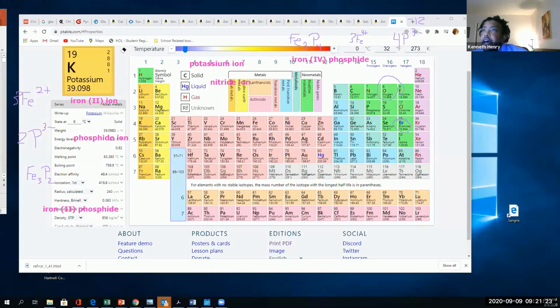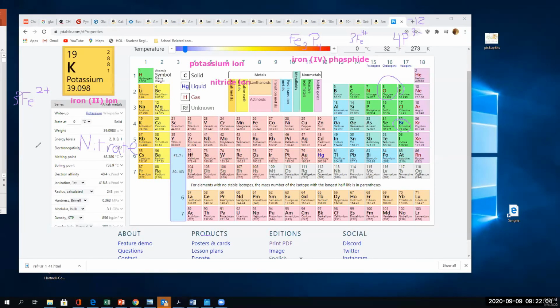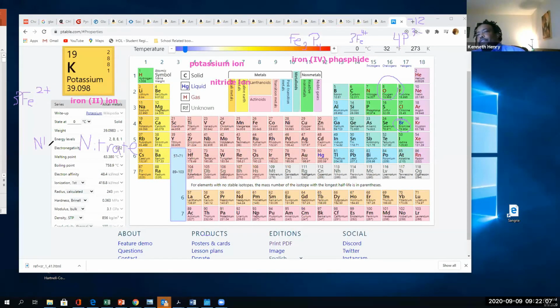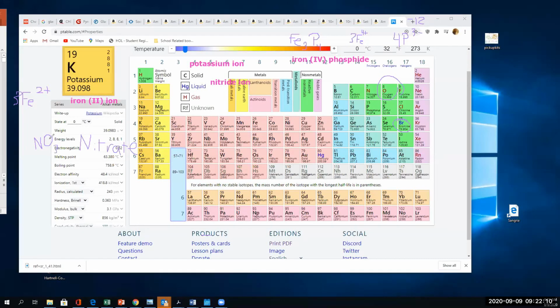So let's say I want to know about the phosphate ion, or no, let's do the nitrate ion. So if I have iron 2, what is the chemical formula for nitrate? NO3 negative. So then how many nitrates am I going to need to balance out my iron 2? 2.